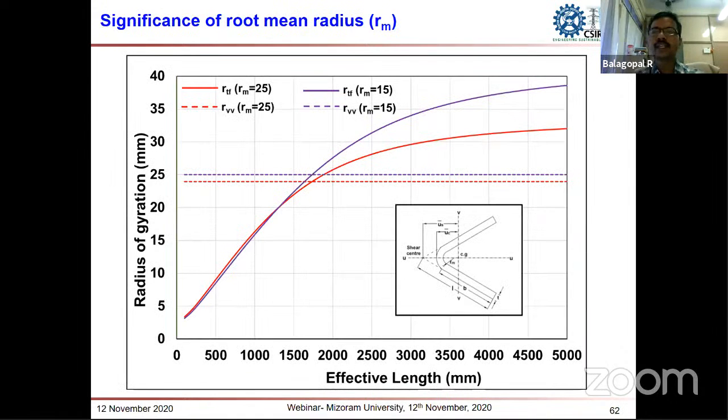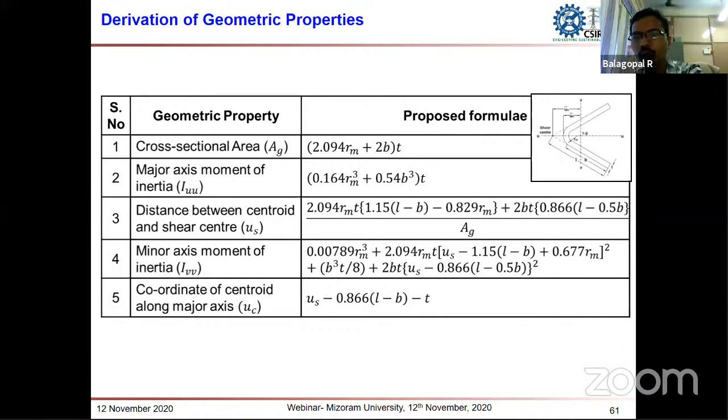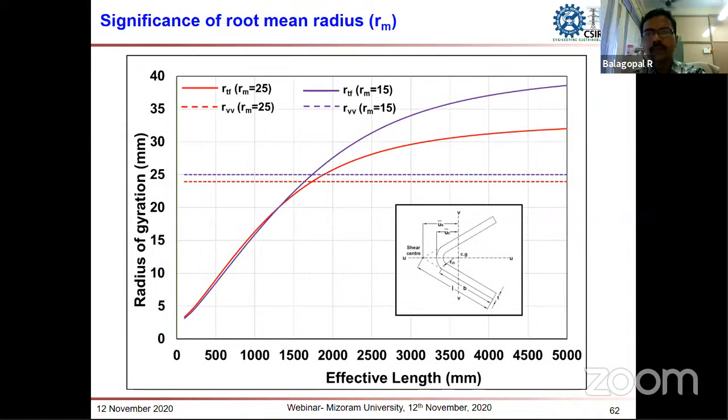And here is a parametric study. For a 60-degree angle section, there is a main parameter called root radius, wherever we bend the angle section. What is the influence of root radius on the torsional flexural buckling? We have conducted some studies.